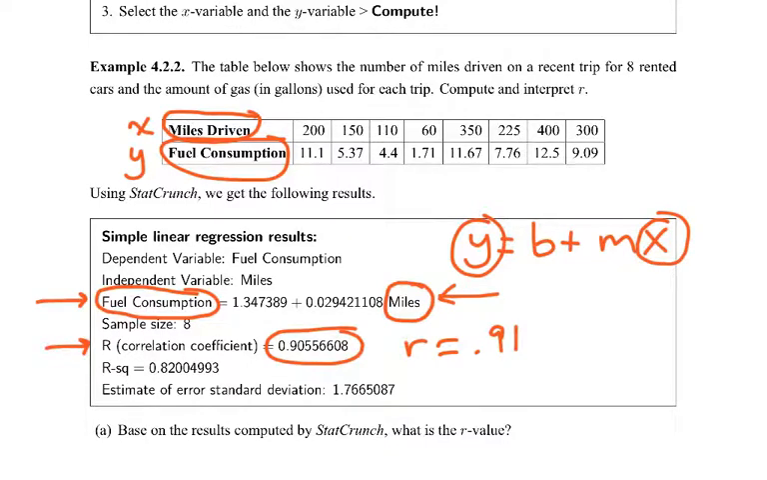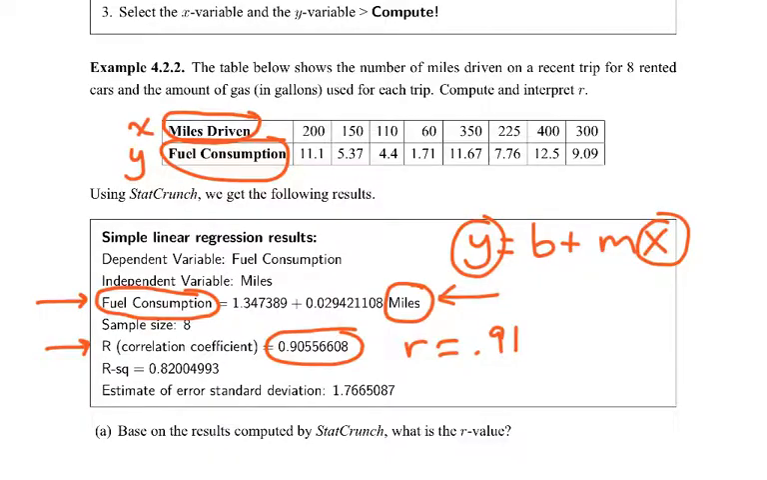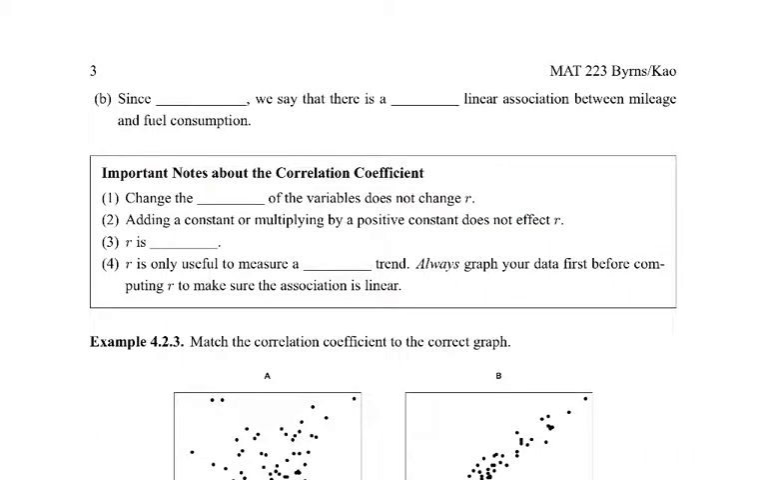So based on the results computed by StatCrunch, what is the R value? So let me go to the next page. So the R value, let me go back. So I wrote it there. R is about 0.91 if we round it. And what they're looking for here is how to describe that R value. So since R is close to 1, we would say that there is a strong linear association between mileage and fuel consumption.